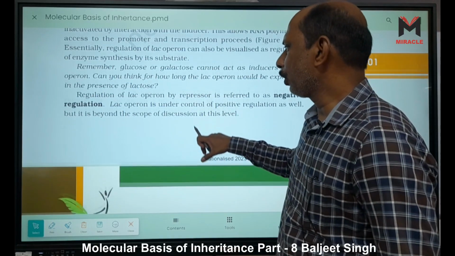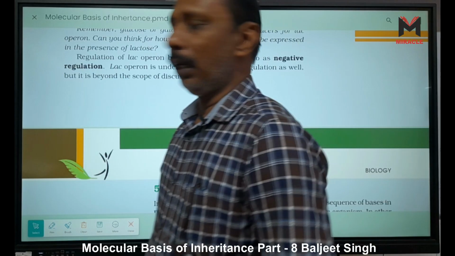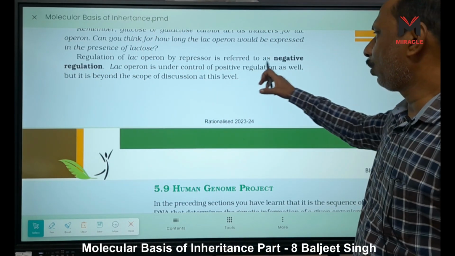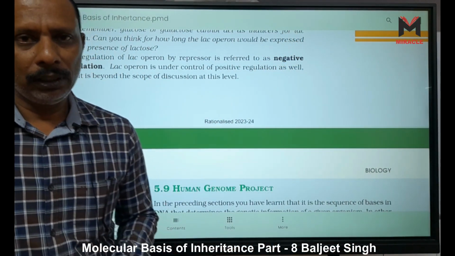So, regulation of the lac operon by the repressor is referred to as negative regulation, because it switches off the process.